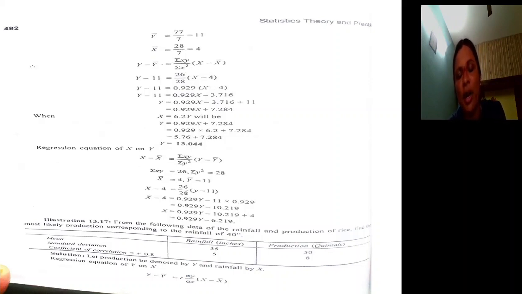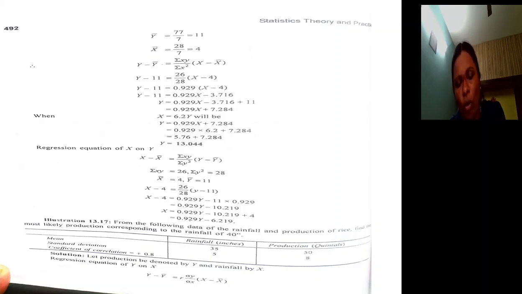In the same way, we can calculate the regression coefficient equation of x on y. x minus x bar is equal to bxy into y minus y bar. Bxy is nothing but sum of x minus x bar into y minus y bar divided by sum of y minus y bar square. Answer is 26 divided by 28. Again, answer will become 0.929.